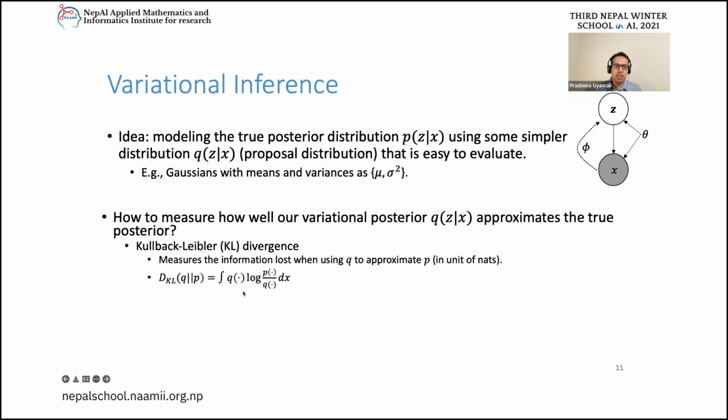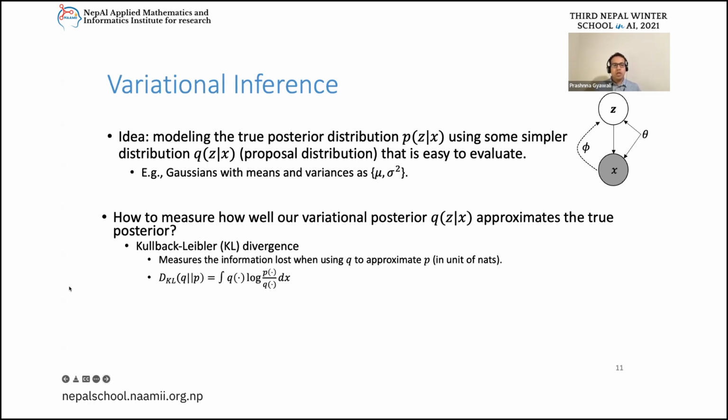The mathematical expression of KL divergence looks something like this, where it is the integral of Q multiplied by log P by Q. I guess you have another lecture afterwards on generative adversarial networks. Over there, you would probably learn about another divergence known as Jensen-Shannon divergence, which has some association with the KL divergence as well.